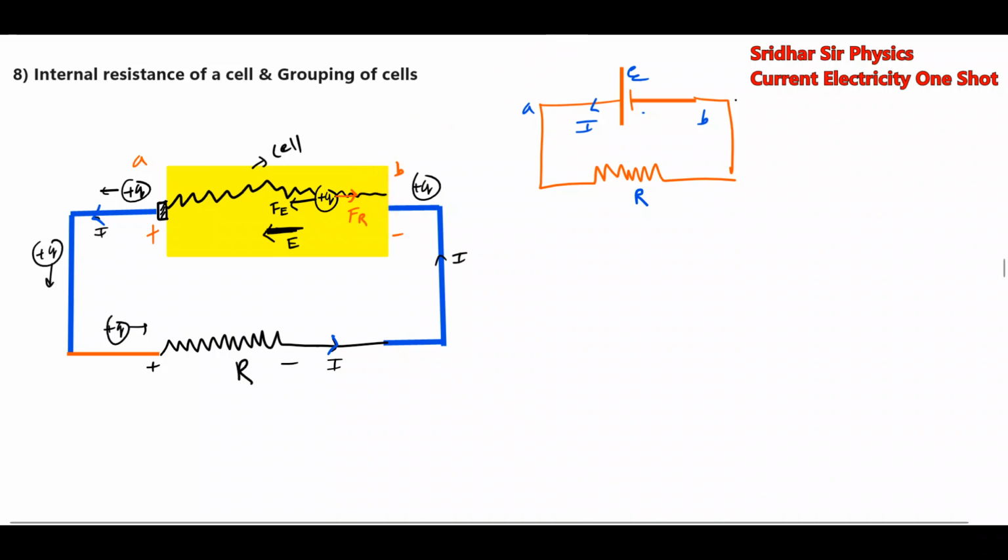Inside this cell, what is VAB? VAB equal to E. So VA greater than VB. But the positive charge has to move from lower to higher potential. So for that purpose, the cell has to do work. At the same time, when the charge is flowing, the material of the cell offers a resistance to the flow of charge. And this resistance by the material to the flow of charge, we call internal resistance.